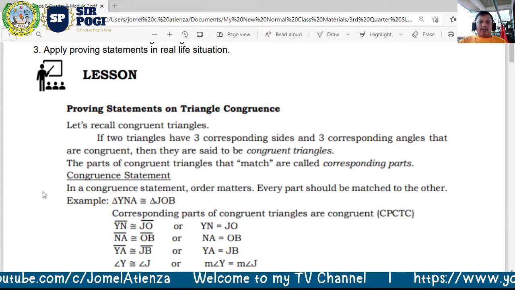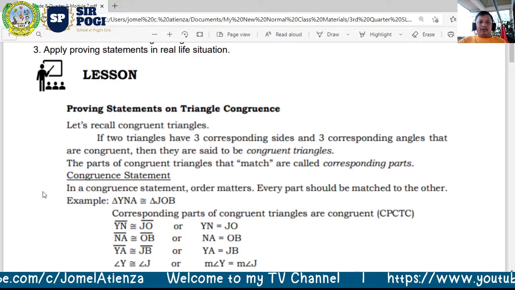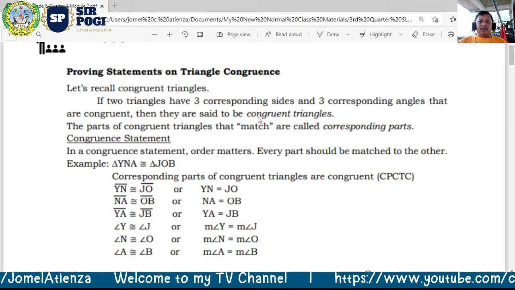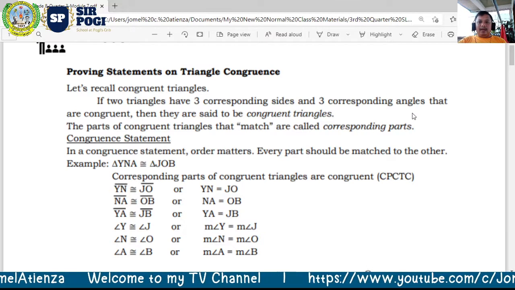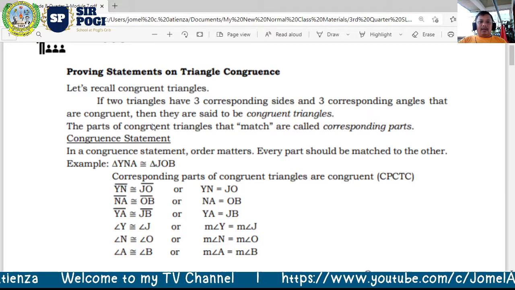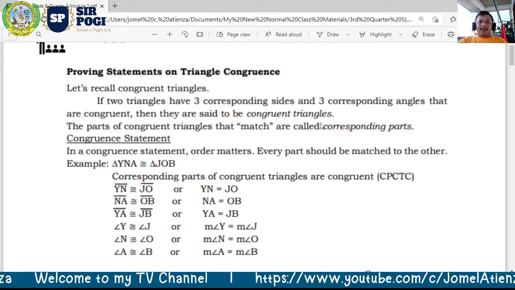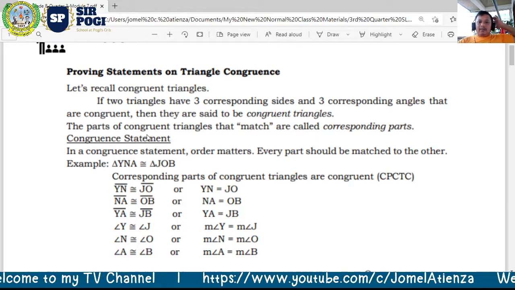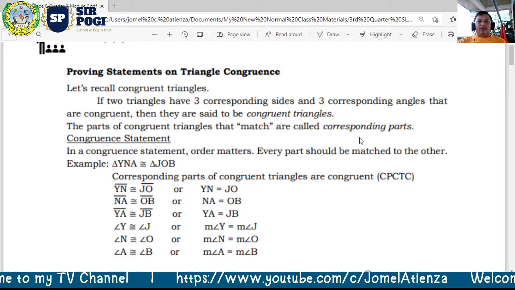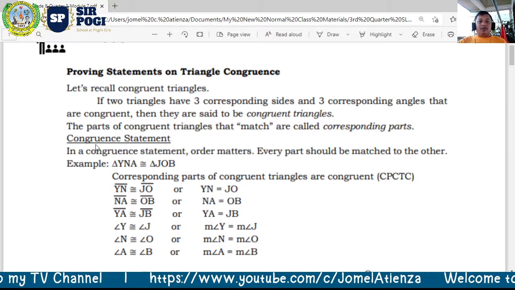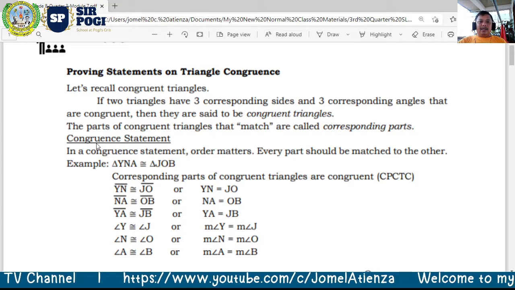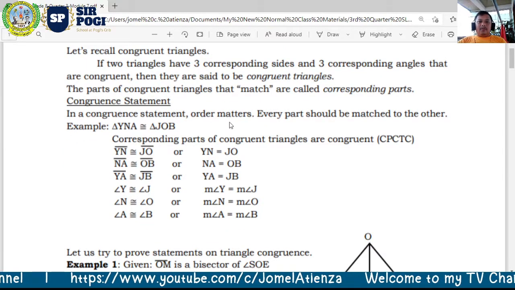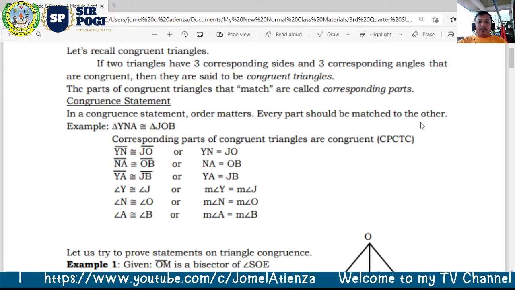Okay, so proving statements on triangle congruence. Let us recall that if two triangles have three corresponding sides and three corresponding angles that are congruent, then they are said to be congruent triangles. The parts of congruent triangles that match are called corresponding parts of congruent triangles. Okay, so in a congruence statement, order matters. Every part should be matched to the other.